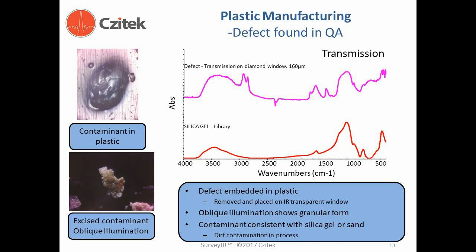The infrared spectrum of this defect, measured in transmission through a diamond window using a 160 micrometer aperture, is shown in the top right in purple. The major component of this contaminant was identified as silica gel. Silica gel is very common, and in this process silica gel was used as an anti-caking agent. It is believed that this anti-caking agent got into the process and contaminated the end product.